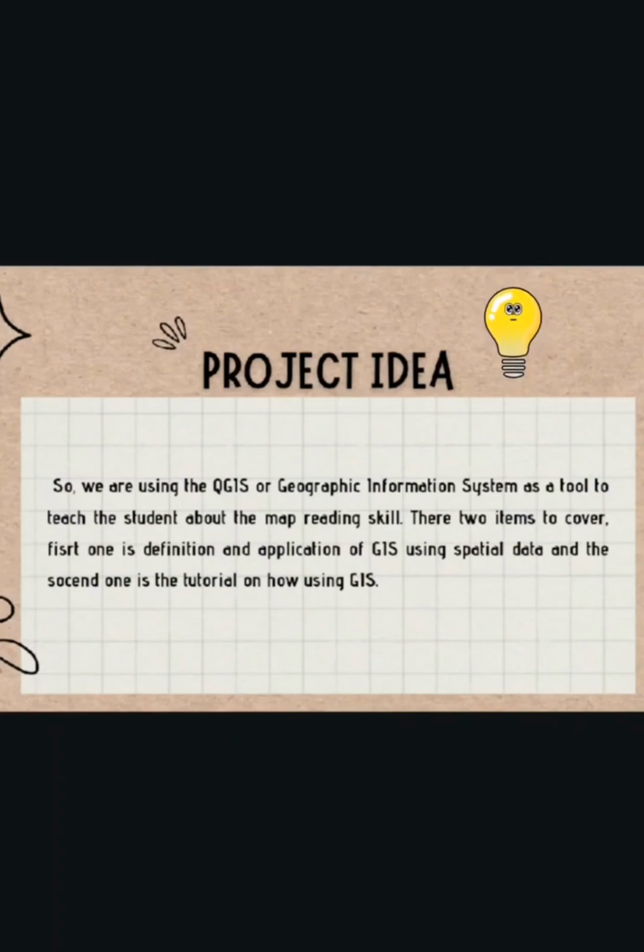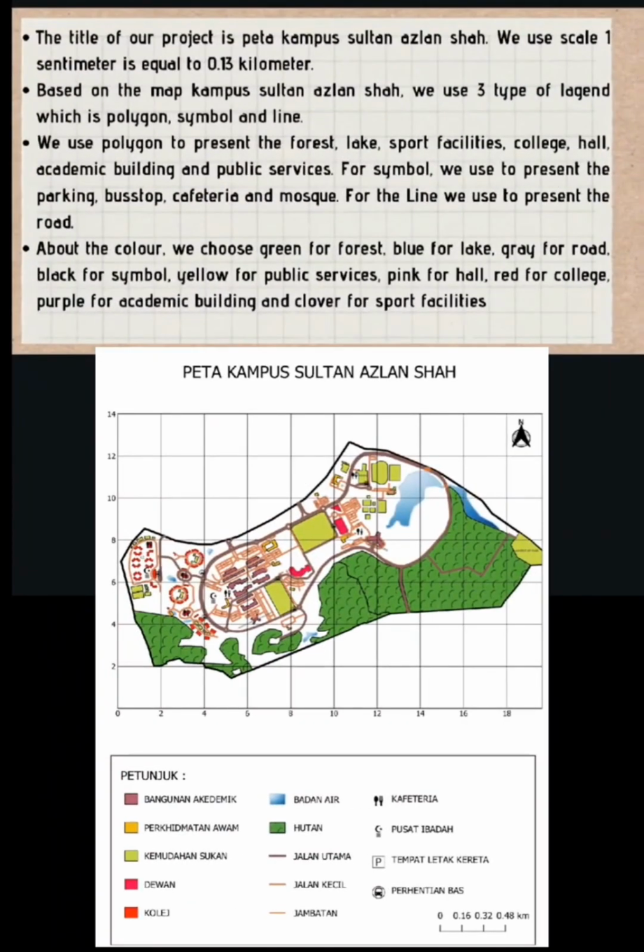how to use GIS. The title of our project is Peta Kampus Sultan Azlan Shah, whose scale 1 cm is equal to 0.13 km. Based on the map Campus Sultan Azlan Shah, we use three types of legend, which are polygon, symbol, and line. We use polygon to present the forest, lake, sport facility, college, hall, academic building, and public service. For symbol, we use it to show the parking, bus stop, cafeteria, and mosque. And the line we use to present the road.